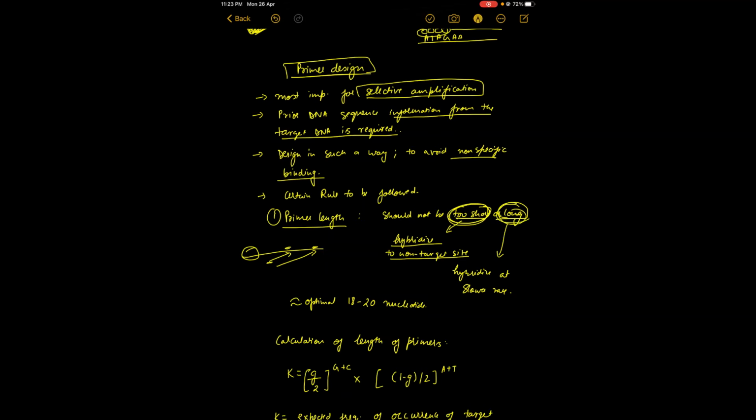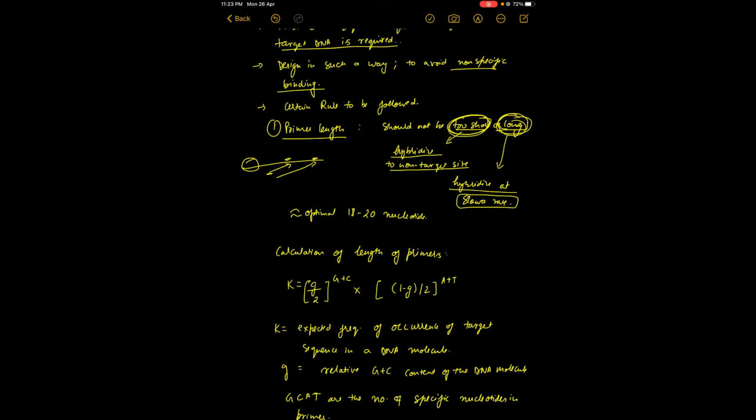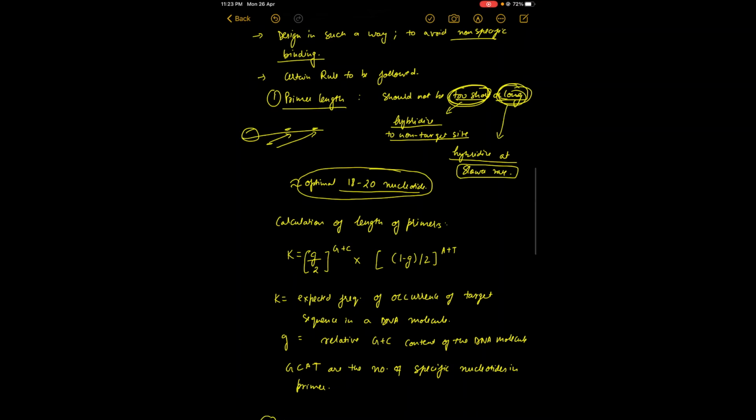And if it is too long, this leads to it hybridizing at a slower rate. Okay, and the optimal length for the primer is basically 18 to 20 nucleotides, and this is the optimal, but this optimal range can be varied according to our experimental condition, but mainly this needs to be followed: the primer should be of length 18 to 20 nucleotides for the best results.